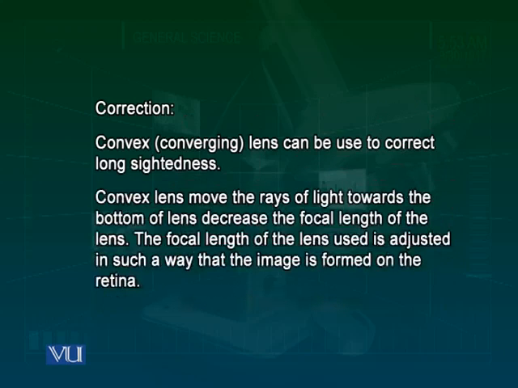This defect is very easy to correct. For far-sighted people, what we do is we use a convex lens. Before the eyeball, you place a convex lens. A convex lens converges light, and therefore the combined focal length or combined effect of the two lenses is that this image moves to the retina and a person can see more clearly.